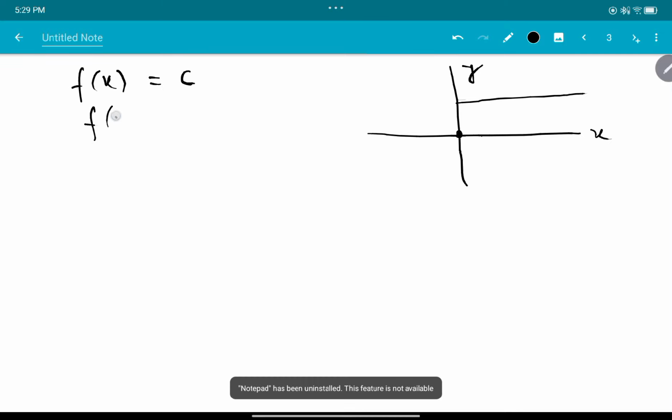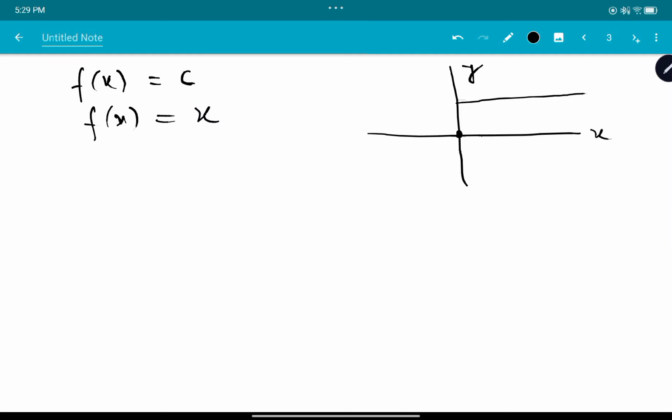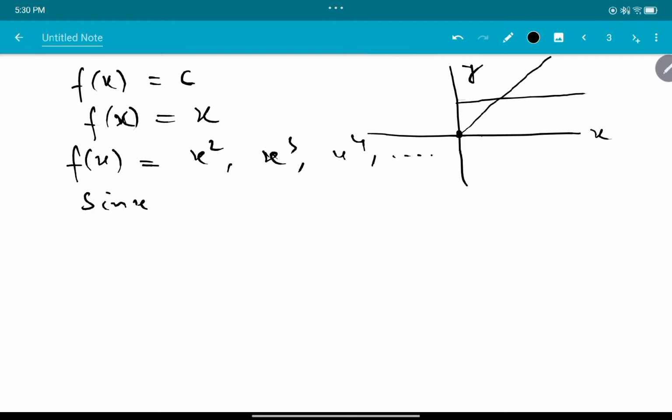If a function is the identity, f(x) is equal to x, it is again continuous. Similarly, if a function is some power of x, say x square, again it is continuous. x cube, again it is continuous. x4, again it is continuous, and so on. Suppose, for example, sine x or cos x, it is continuous.